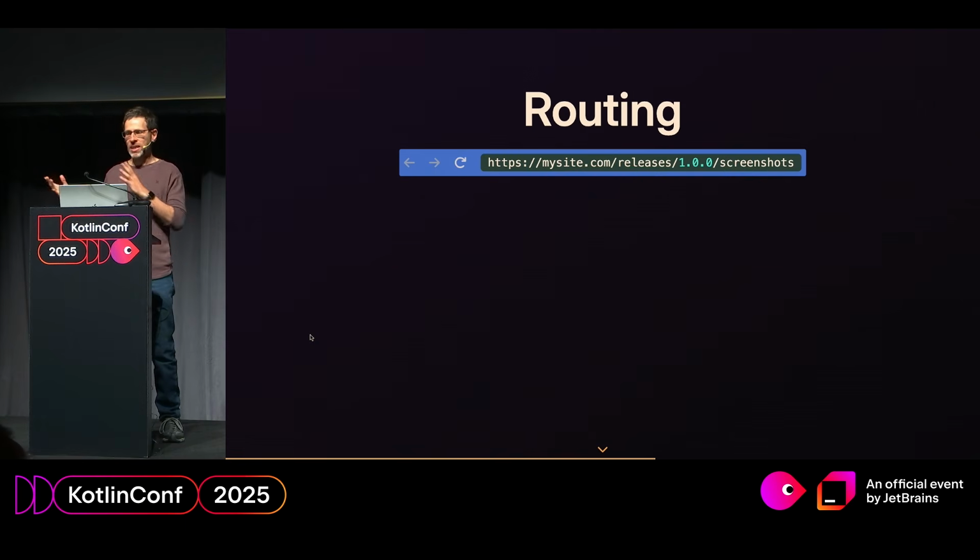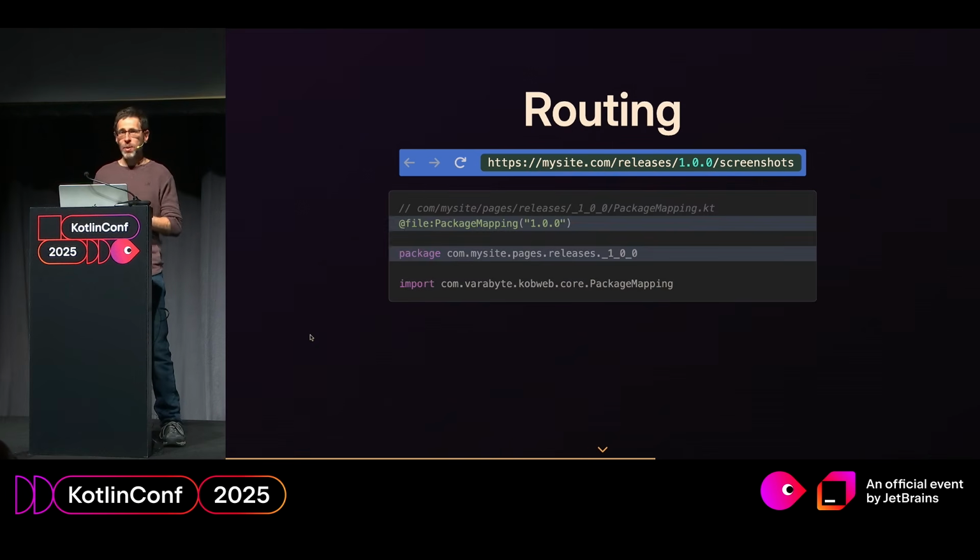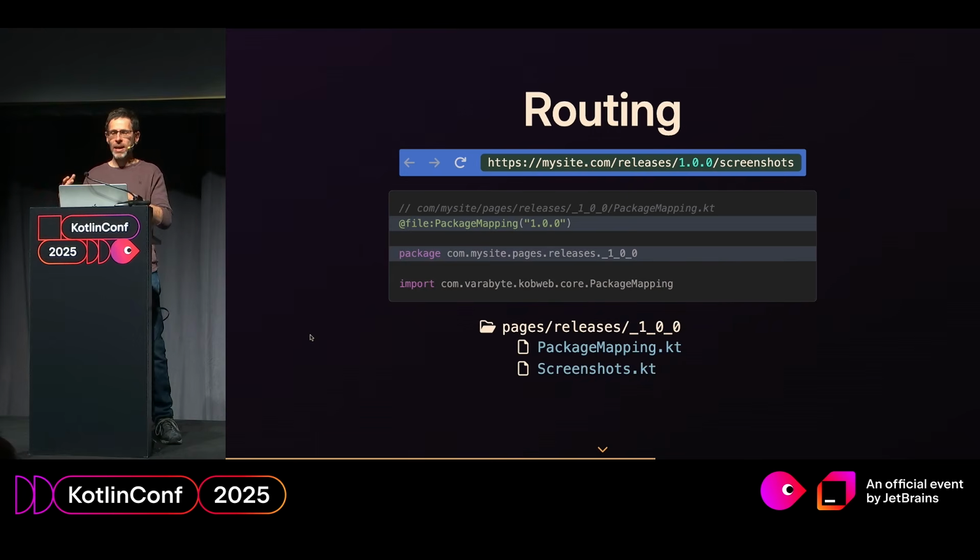And now that's fine for slugs. How do we do this for the intermediate route segments? Kobweb provides the package mapping annotation, which basically will be associated with a package in your site. And then if Kobweb visits that page that's under that package, it'll apply the transformation as expected.